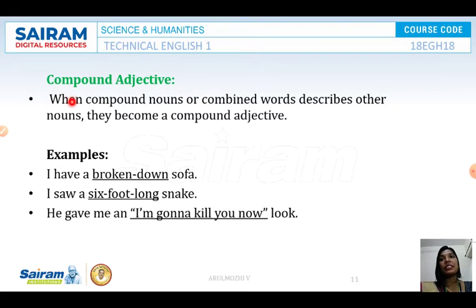Look at the next one, compound adjective. What is a compound adjective? When two or three words combine together to describe a noun or a pronoun in a sentence, that becomes a compound adjective. Look at the example.